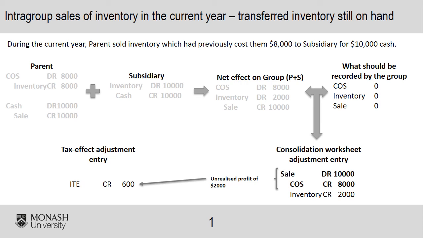Also, as we credited inventory, which means we reduce the value of the inventory, the carrying amount of the inventory is now 8,000. The tax base is 10,000. So in this case, we have the carrying amount less than the tax base, and therefore would result in a 2,000 deductible temporary difference and a deferred tax asset of 600.